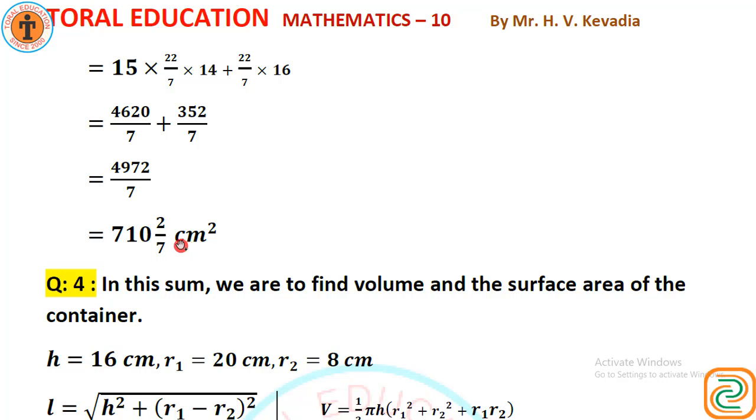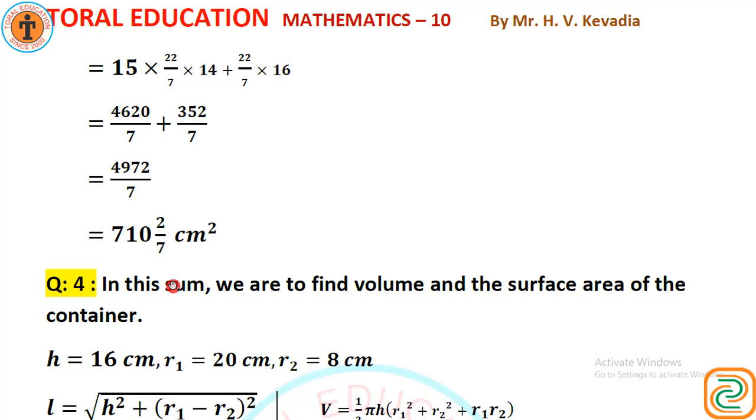Now question number 4. A container opened from top and made up of a material sheet is in the form of a frustum of a cone of height 16 cm with radii of its lower and upper ends as 8 cm and 20 cm respectively. Find the cost of the milk which can completely fill the container at the rate of 20 per liter.